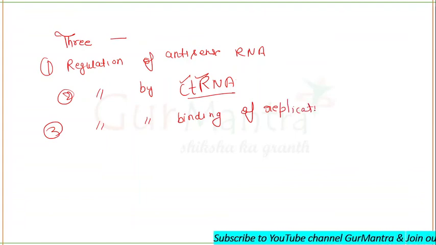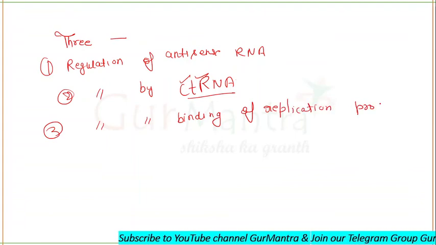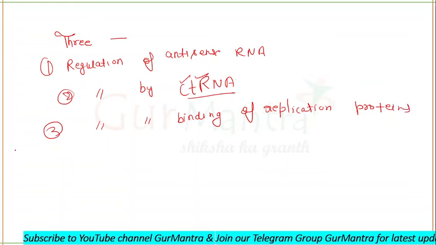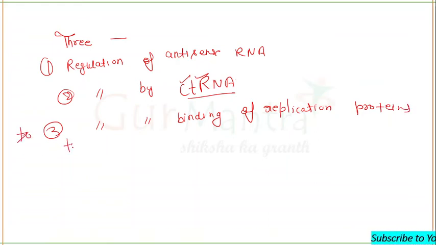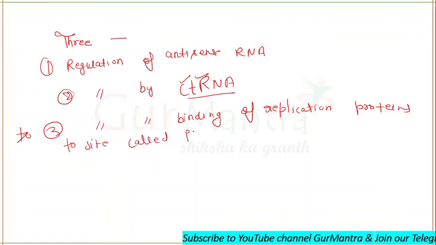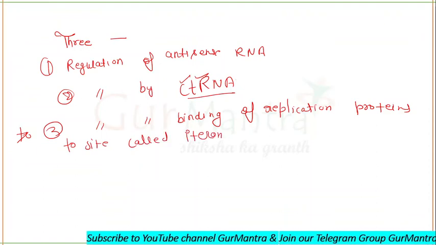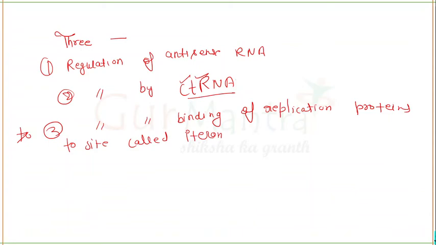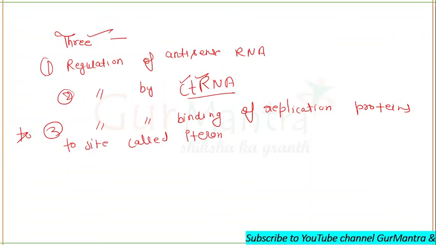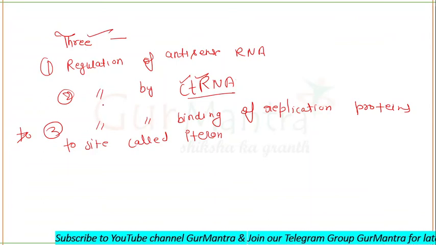Replication proteins bind to sites which are called iterons. So these are the three major mechanisms that are used to control the initiation of plasmid replication. Three major steps that are used to control the plasmid replication.